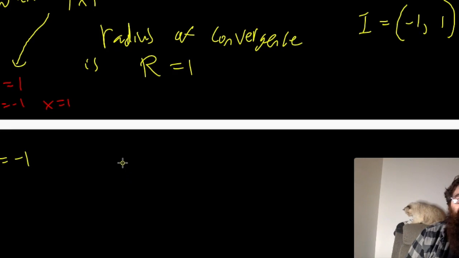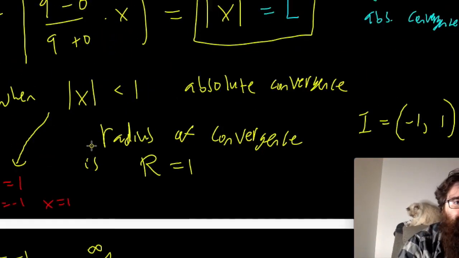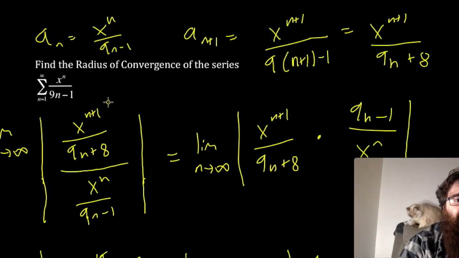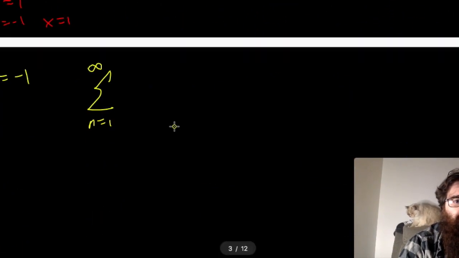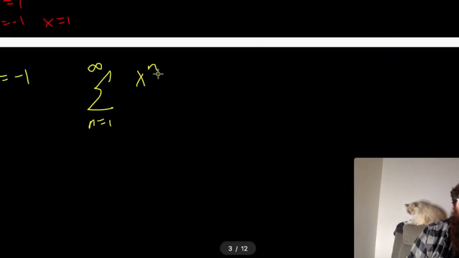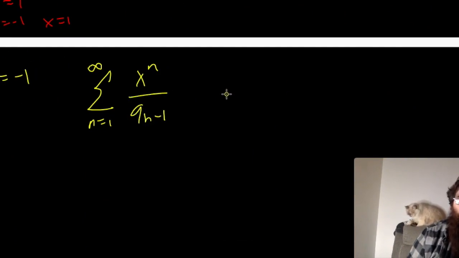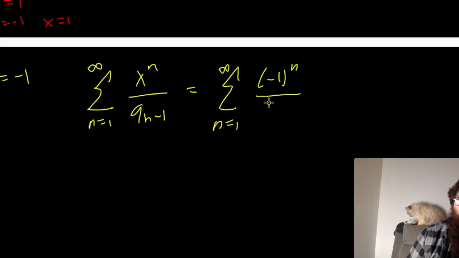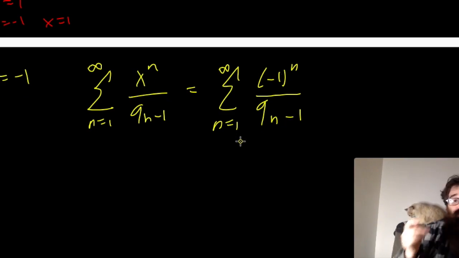What I want to do to test these manually is to go back to the original series. And that was the sum from n equals 1 to infinity, I believe, of x to the n over 9n minus 1. And I physically want to replace x with -1. So this is the sum from n equals 1 to infinity of -1 to the n divided by 9n minus 1. See, I'm replacing x with -1, so I get -1 to the n on top. And this is what I want to look at.